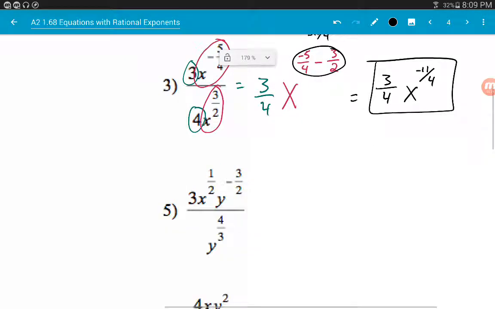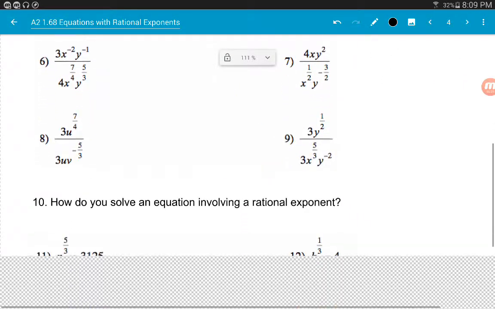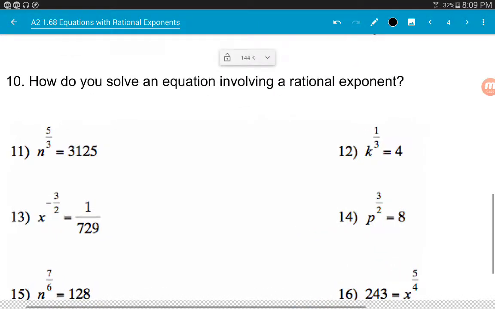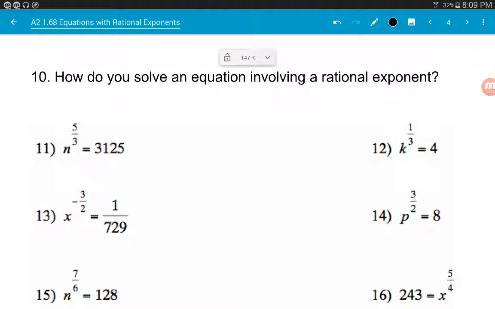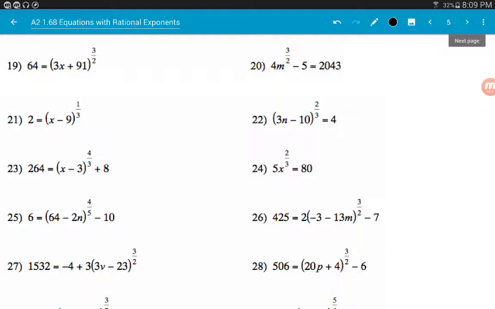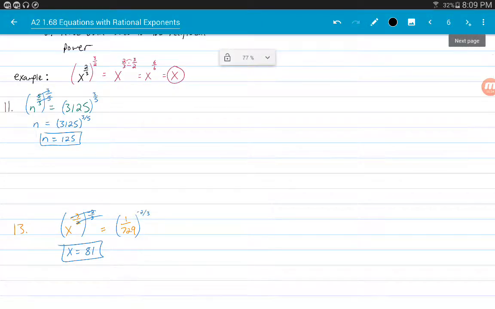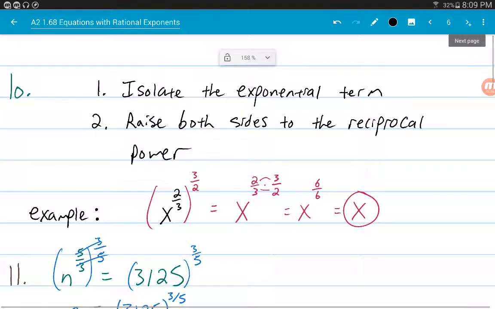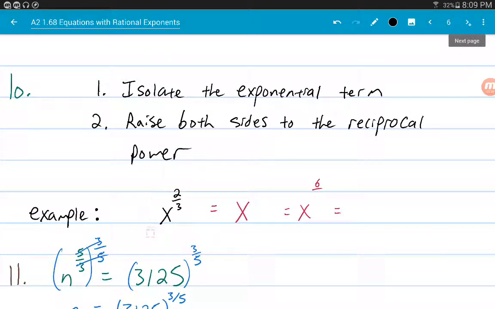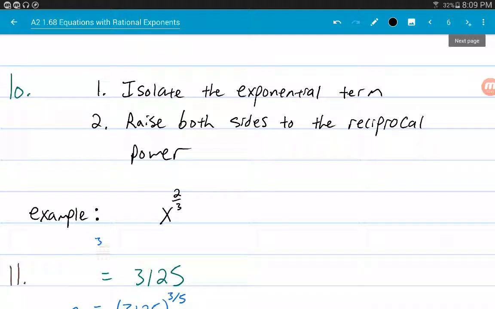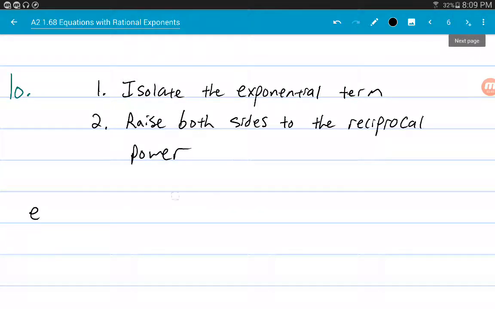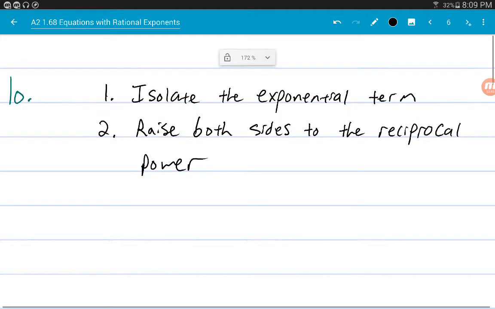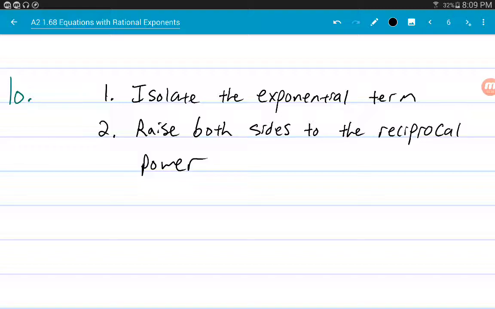Okay, so that's how the first section worked, just in case any of these questions come up on your Regents or any tests. The real focus, though, was on solving an equation involving a rational exponent. It's 2 steps. What we need to do is isolate the exponential term and then raise both sides to the reciprocal power. So I'm going to do 2 examples just to show you how this works.